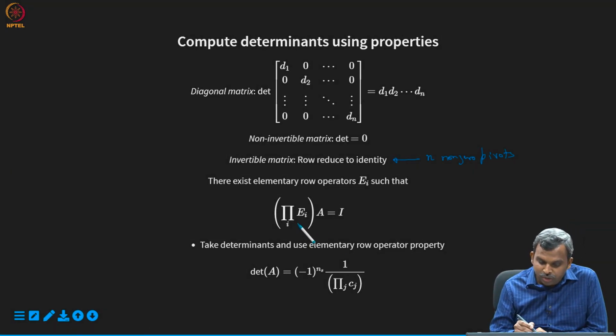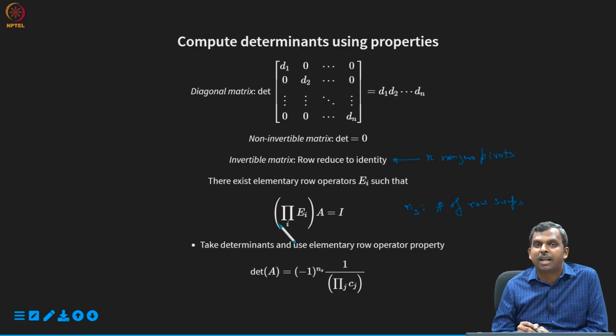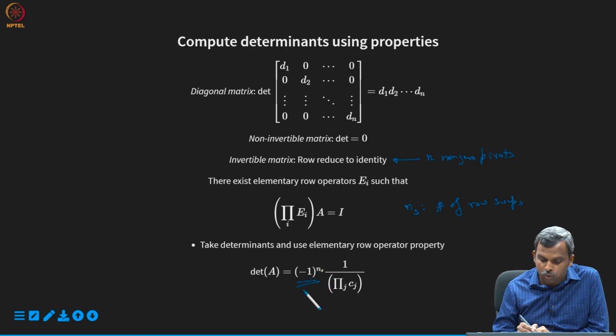When my determinants go inside, what can happen? Out of these E_i's, some of them will be row swaps. Let's say n_s is the number of row swaps that you did. What will happen to the determinant of a row swap? You will just get minus 1, right? So you get minus 1 to the power n_s. The determinant of A will be there. You will get minus 1 to the power n_s because of that. This comes from row swaps.